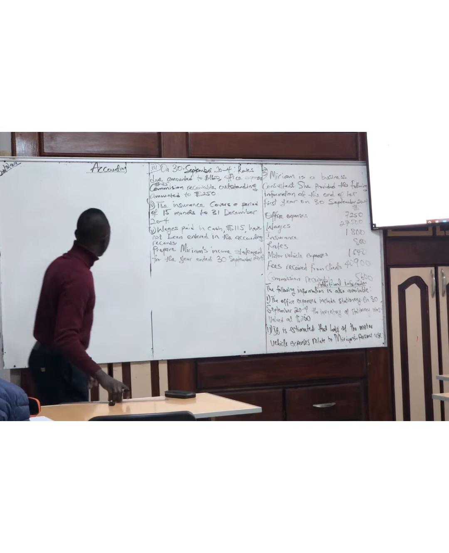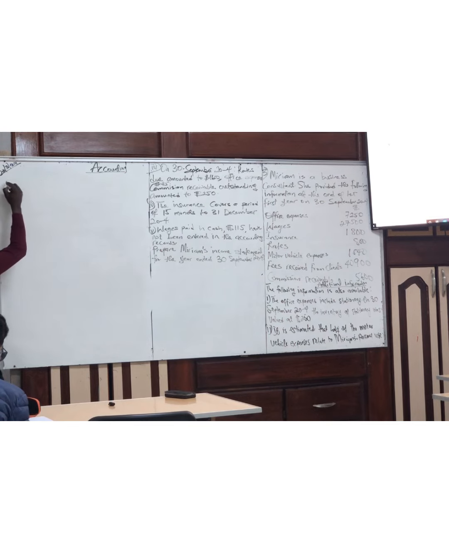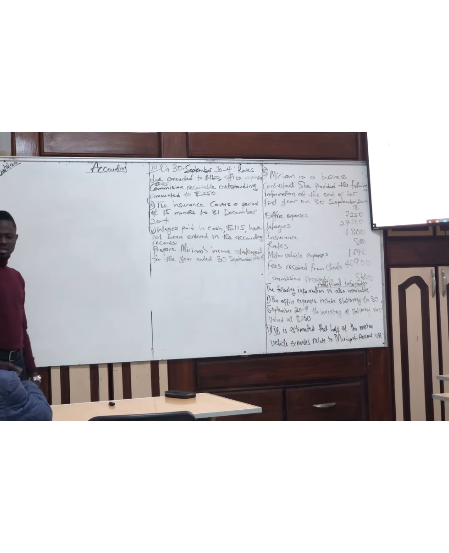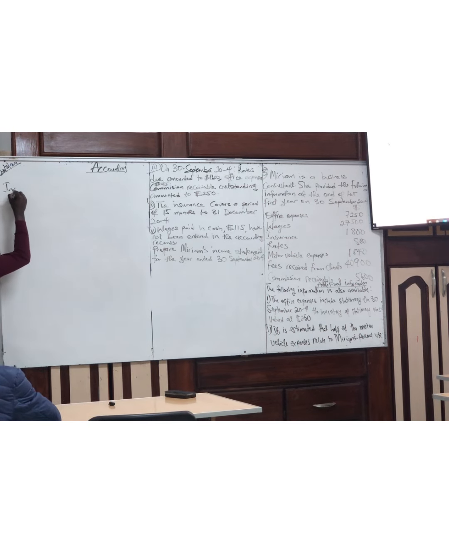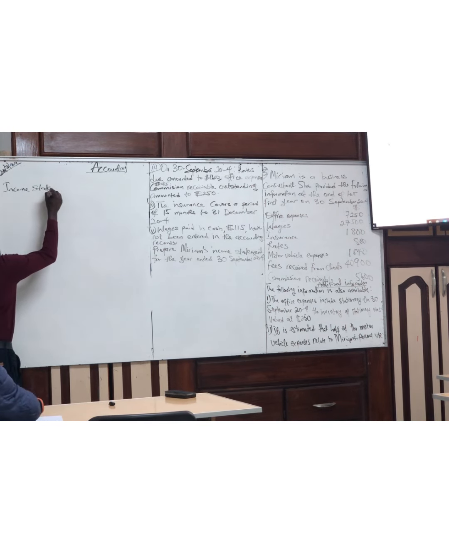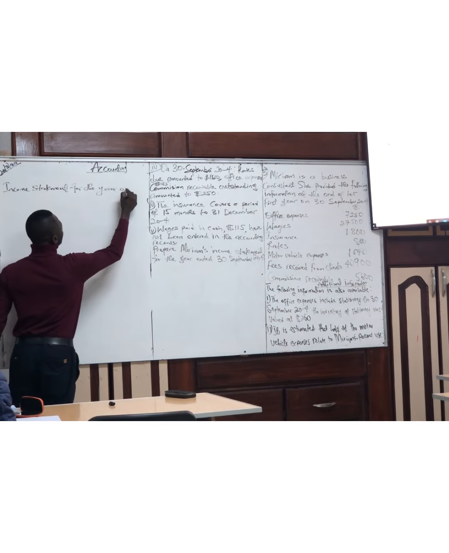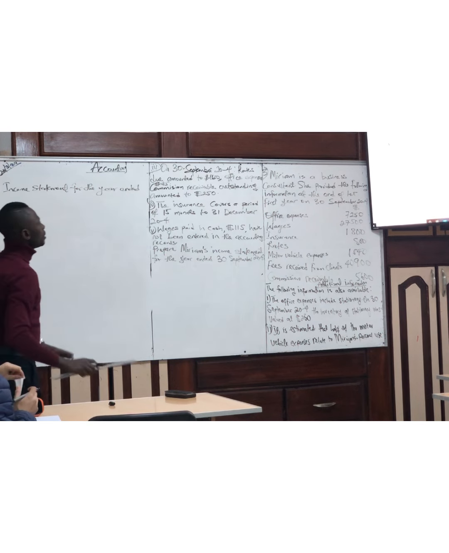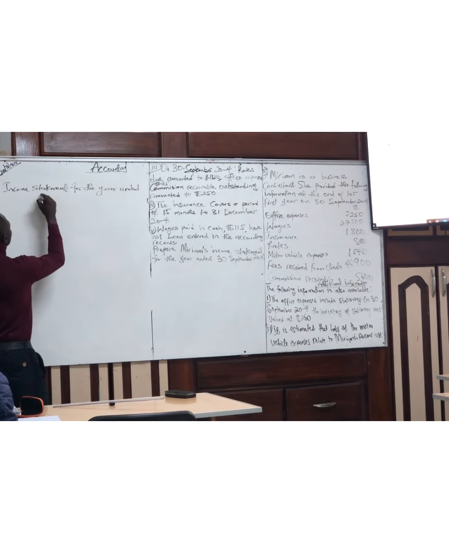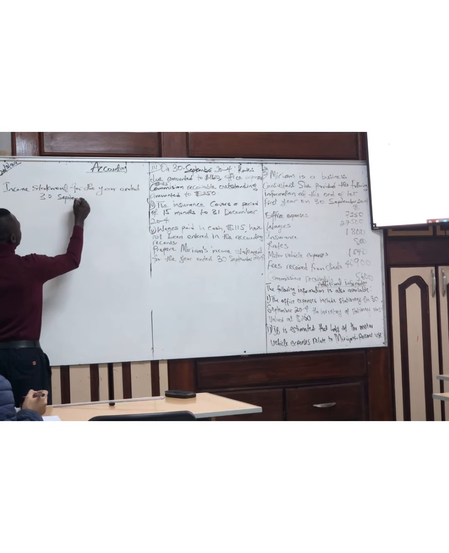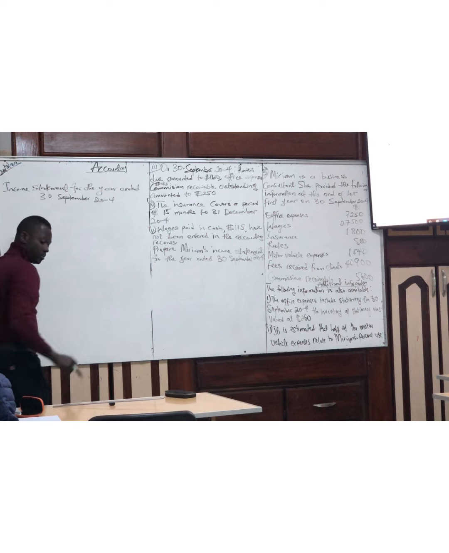Is it clear? So we have our income statement for the year. The title, I told you earlier, when you are preparing your income statement, you need to write the title. You did not write the title. Yeah, you note it. Without writing the title, you are losing the mark. So we have income statement for the year ended 30 September 24, okay?